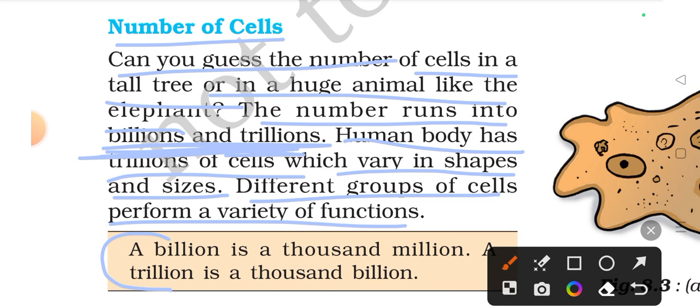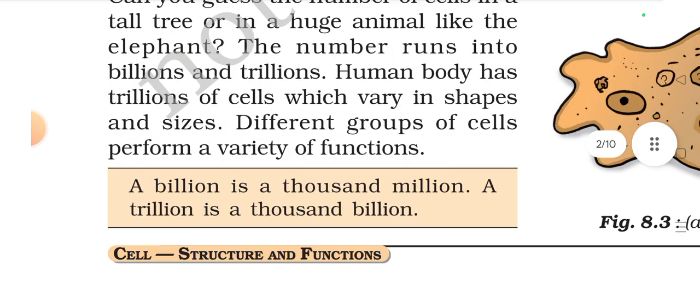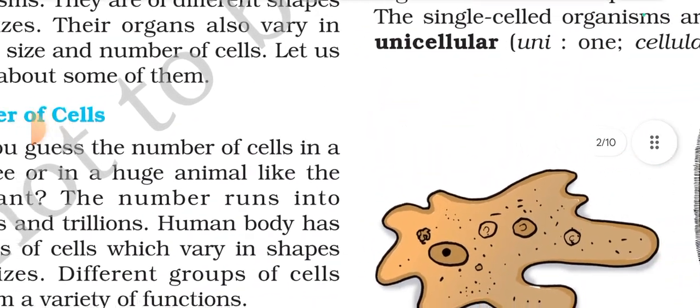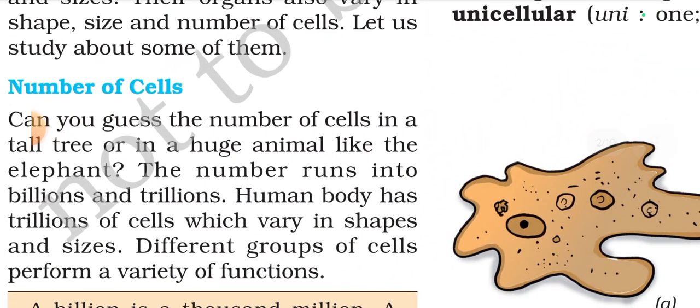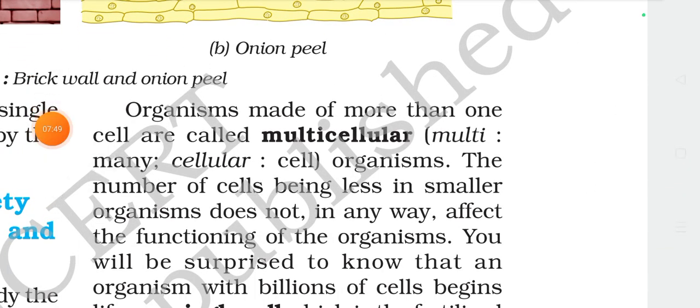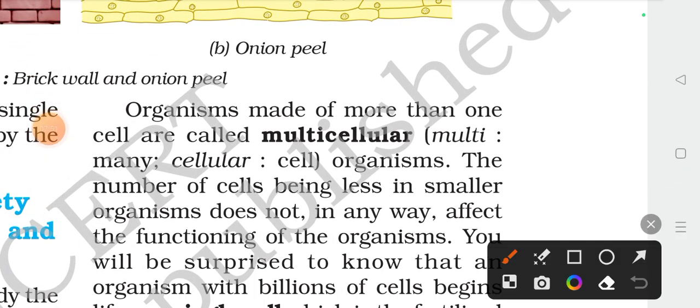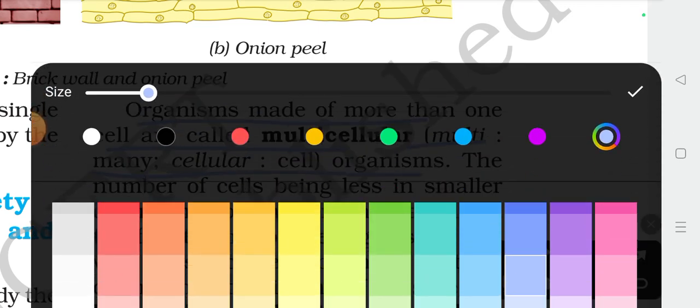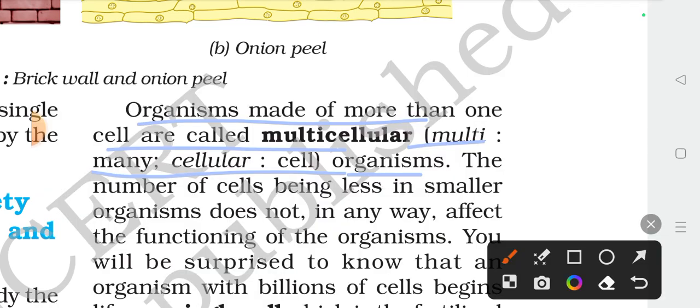A billion is 1,000 million, a trillion is 1,000 billion. Okay. So, there is a huge amount of cells in each and every organism's body, except microorganisms. Organisms made of more than one cell are known as multicellular. Multi means many, cellular means cell. So the organisms having more than one cell are known as multicellular organisms.